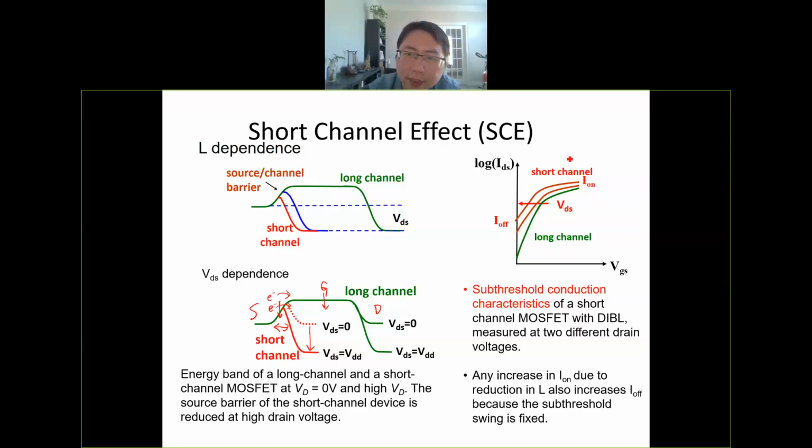So if you look at the ID-VG curve in this subthreshold region, you will see the current increase as you increase the drain voltage. You see these two red curves. As you increase the drain voltage, the off current will increase. That means the drain will control the current instead of the gate controlling the current. So this is not good. Ideally, the transistor is gate controlled. So this is the problem of this short channel effect.